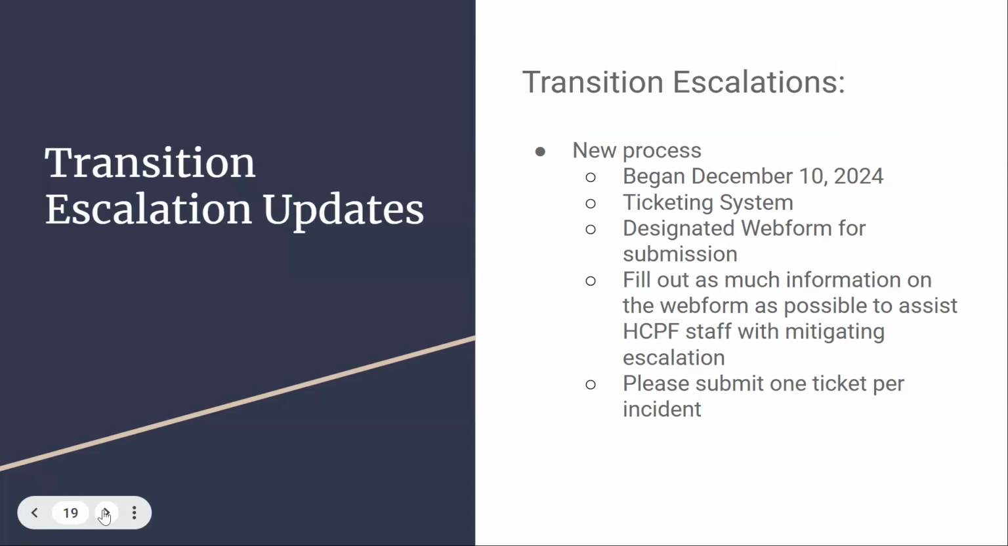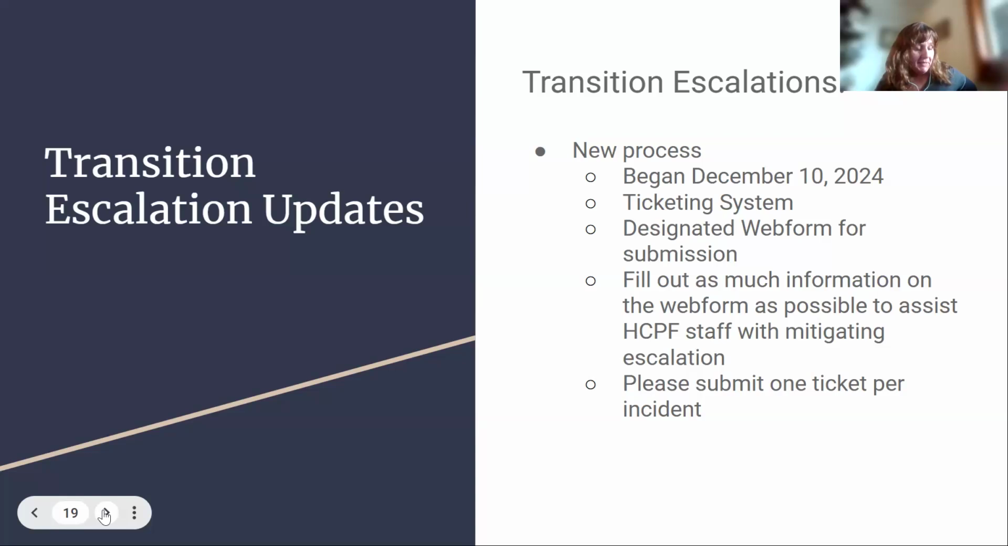So Susie, I just want to add in that options counseling agencies are often contacted by nursing facilities because they have concerns about a transition process, or a resident has said they want to change TCAs. So those sort of things would all go into our escalation mailbox as well.